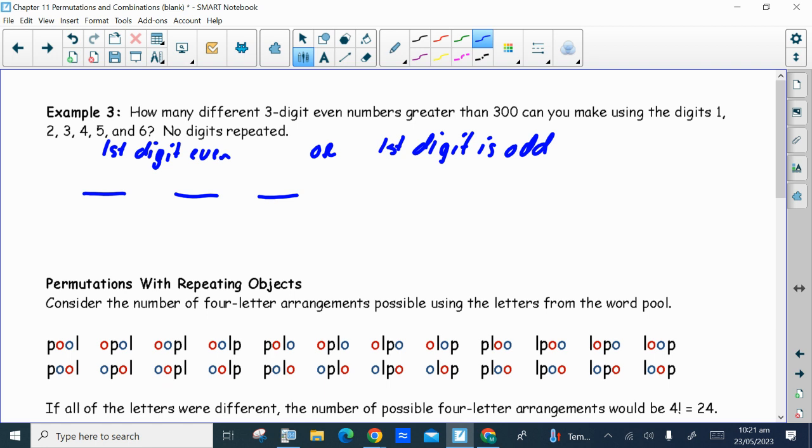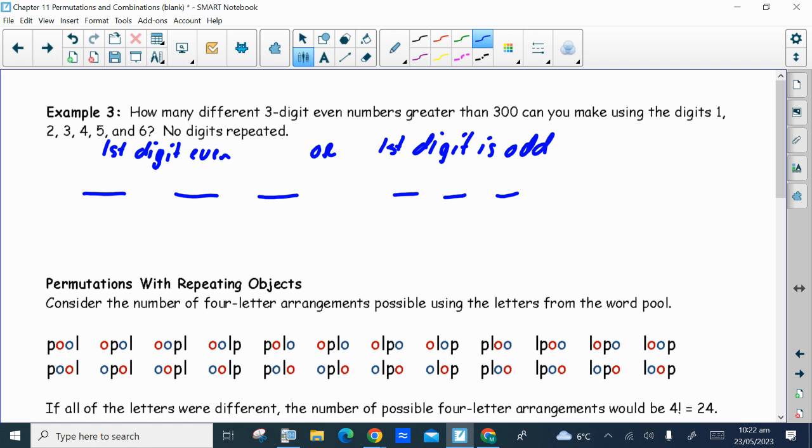There are 2 restrictions we have to look at here. There's a restriction on what the first digit can be. There's also a restriction on what the last digit can be. But again, if the first digit is even, that's going to limit how many choices we have for the last digit. But if the first digit is odd, there are fewer restrictions on what that last digit can be. Okay, so that's why we have to do 2 scenarios here, because depending on what the first digit is, it will affect what the last digit is.